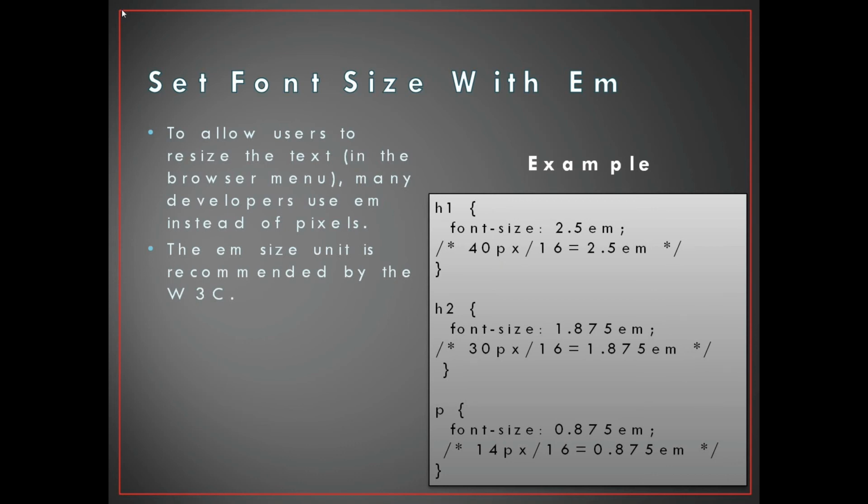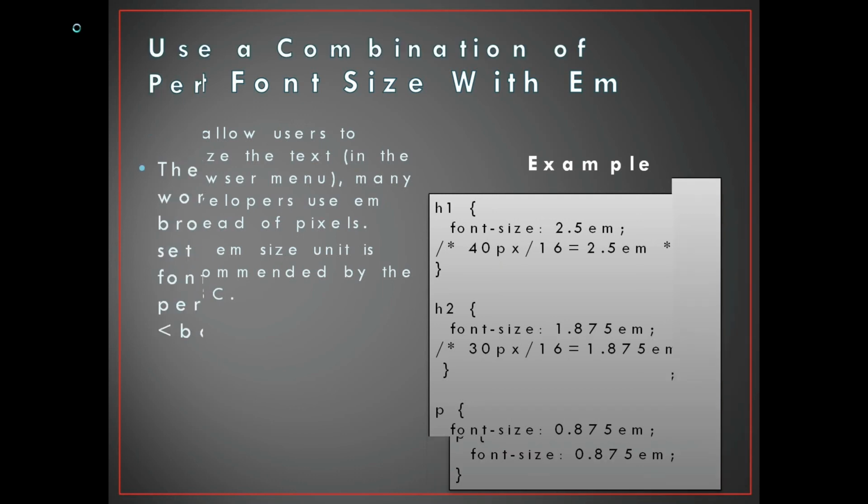1 em is equal to the current font size. The default text size in the browser is 16 pixel, so 16 pixel is equal to 1 em. So the default size of 1 em is 16 pixel.